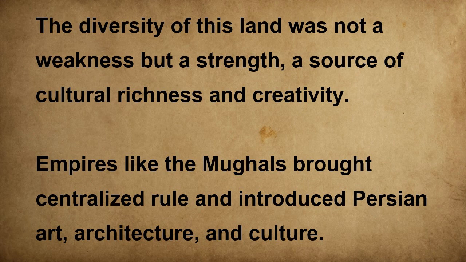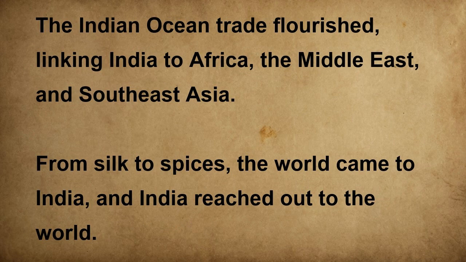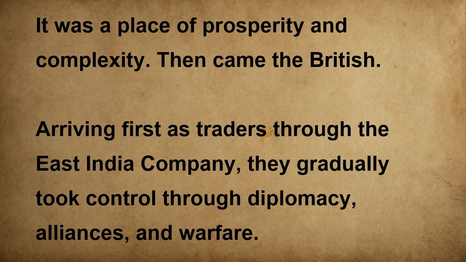Empires like the Mughals brought centralized rule and introduced Persian art, architecture, and culture. Cities like Delhi, Lahore, and Agra flourished. Local kingdoms preserved regional traditions. South India, with its Dravidian roots, offered another shade to the spectrum of Indian identity. The Indian Ocean trade flourished, linking India to Africa, the Middle East, and Southeast Asia. From silk to spices, the world came to India, and India reached out to the world. It was a place of prosperity and complexity.